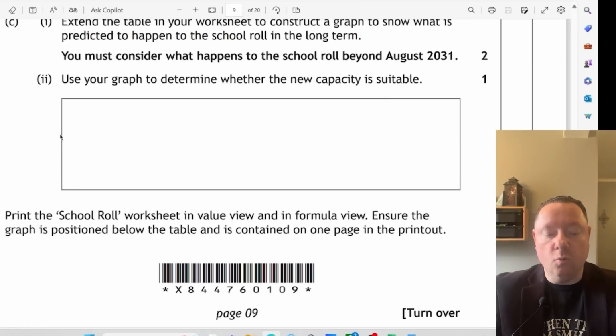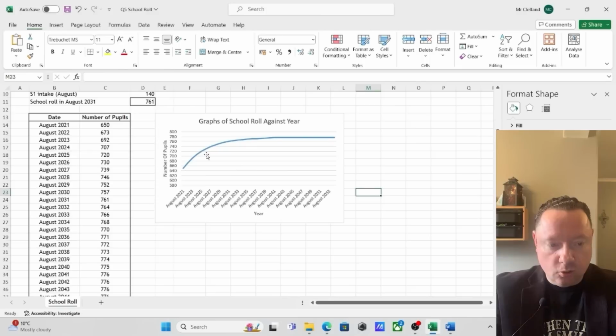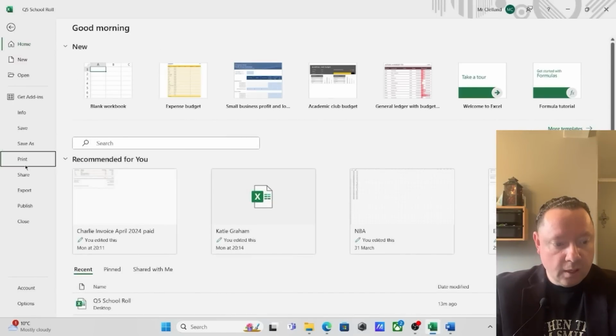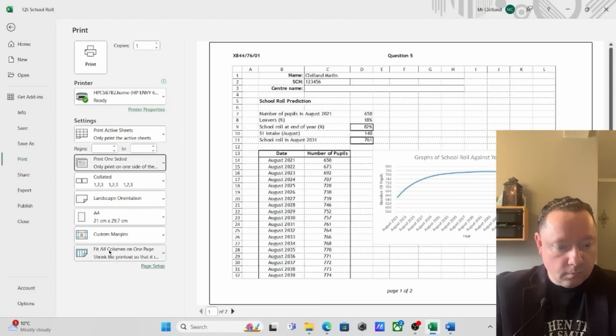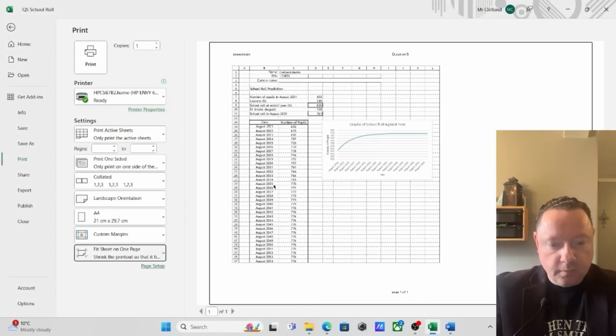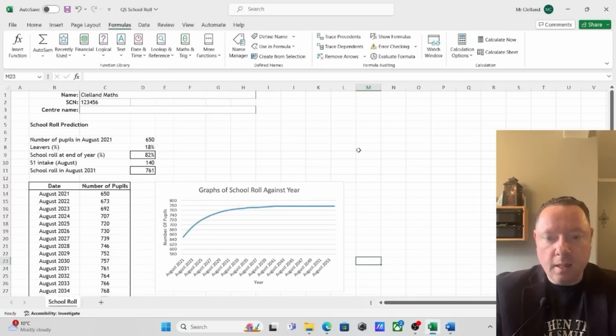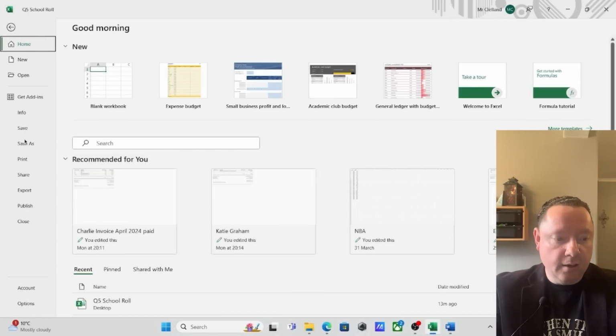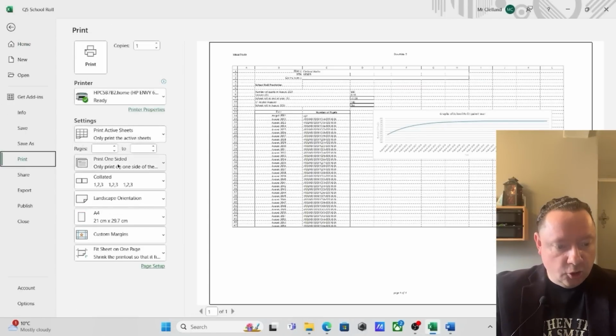And then it says to print the school worksheet in value view and formula view. So value view and formula view on one page. So just to click, this is a value view. So we just go to File, Print, Fit Sheet on one page, and then you'll get it all on one page. So that's value view. But for formula view, you go to Formulas, and you go to click here, show formulas, and then it will show all the formulas that you've used so that SQA can mark it and make sure you've rounded. File again, print, make sure you click to fit on one sheet, which is done, and then you just print it and away you go.